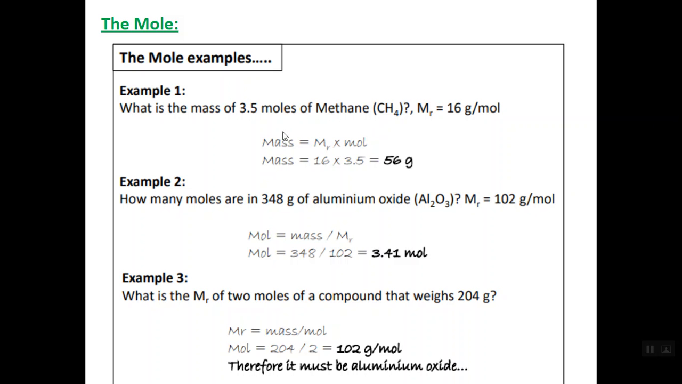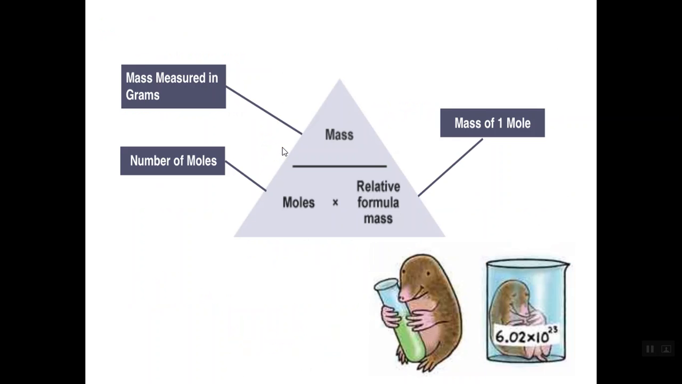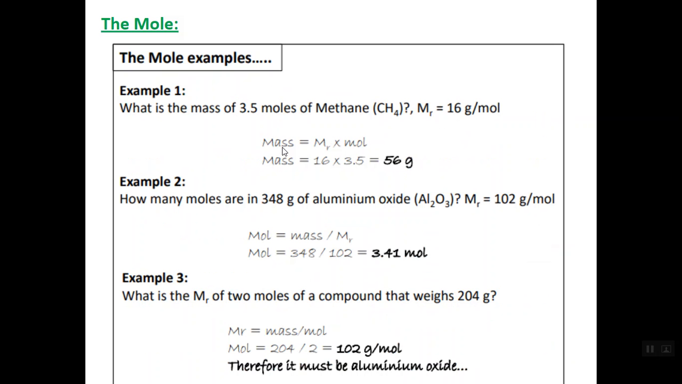Now, to work out the mass, we go back to our equation, or we rearrange it in our mind, and we insert the MR here, so 16, and we times it by the moles, which is 3.5 because we're told, and we get 56 grams. And it's as simple as that. It's just like using an equation in maths where you put the different numbers in, you get the answer.